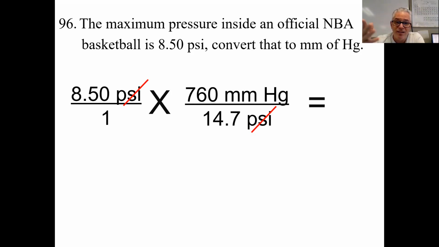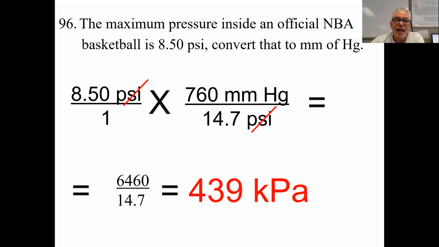This one's a little harder. There's numbers on the top and the bottom, and I'm going to divide them. It's going to be 6460 divided by 14.7. So it's going to be 439 kPa. That doesn't make any sense at all. It's not right. Let's see what we got. 8.5 times 760 equals 6460 divided by 14.7, 439 kPa.